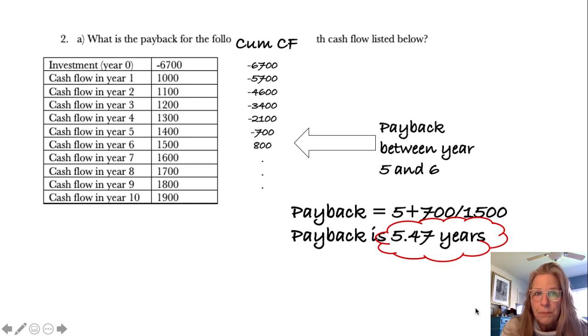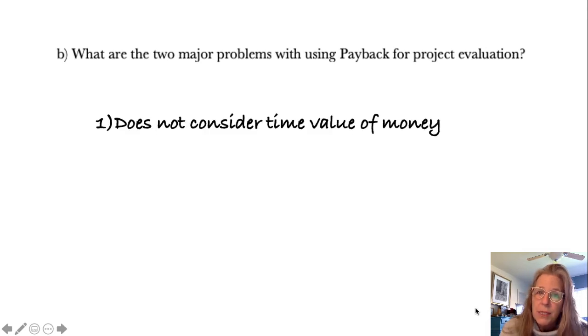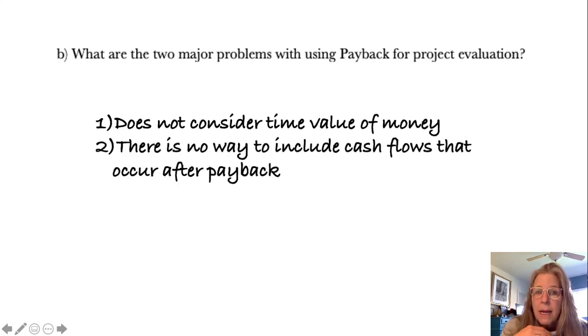That's the answer. The next part of the problem asks about payback and what the two major problems with it are. The first is that it doesn't consider the time value of money. We're just adding these values together, not discounting them at all. The second is that there's no way to include cash flows that occur after the payback period. If there's a huge positive cash flow in the future, way past payback, it doesn't impact the evaluation positively, and even if there's a negative, it won't impact it negatively.